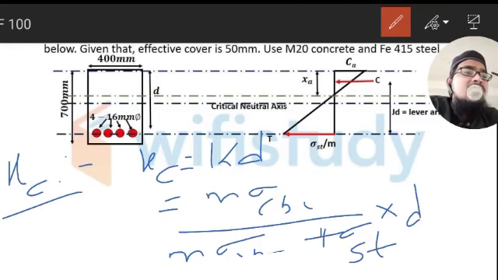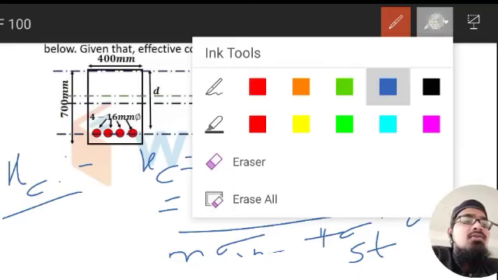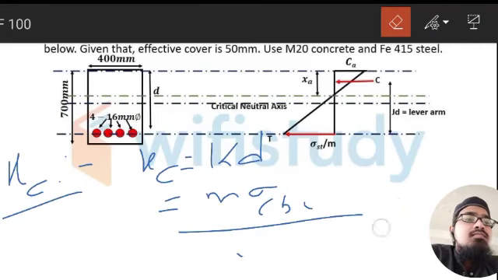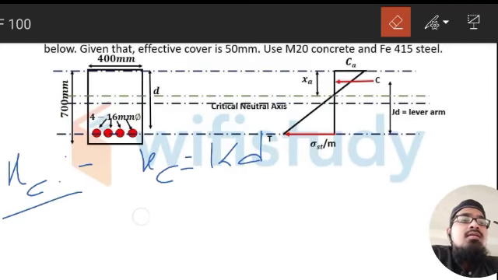Okay, now there is a lack of space here, so that's why I am going to erase here. You note on your notebook: m sigma CBC by m sigma CBC plus sigma st into d. I am going to erase it. Okay, now substitute the values.